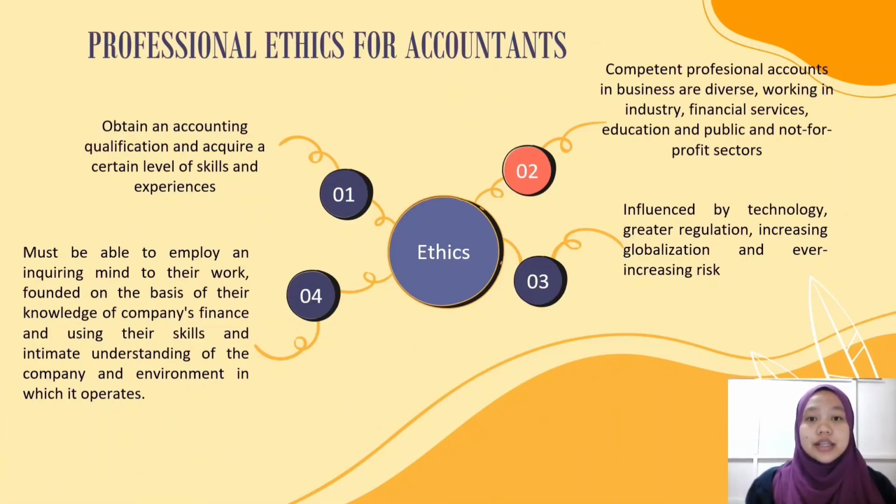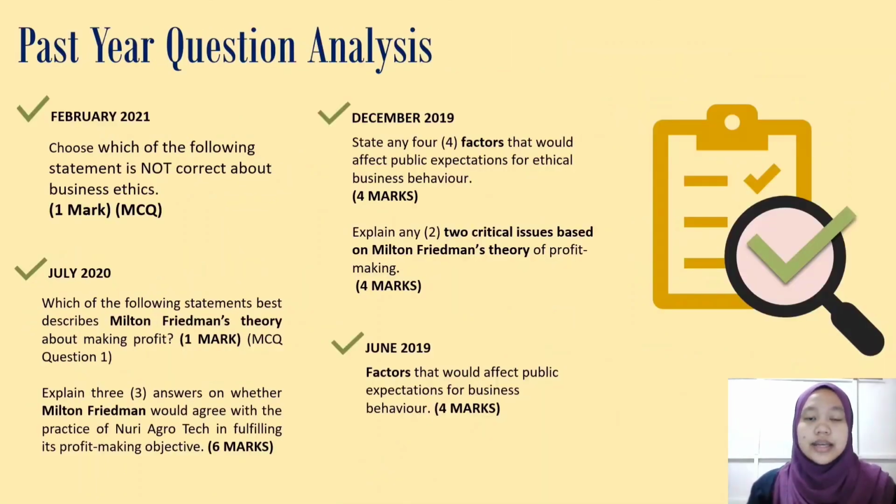Here are the 4 professional ethics for accountants. First, professional accountants must obtain an accounting qualification and acquire a certain level of skills and experiences. Next, competent professional accountants in business are diverse, working in industry, financial services, education, and public and not-for-profit sectors. Third is influenced by technology, greater regulation, increasing globalization, and even increasing risk. And the last one must be able to employ an inquiring mind to their work, founded on the basis of their knowledge of company's finance and using their skills and intimate understanding of the company and environment in which it operates. Okay, that's it for chapter 1.